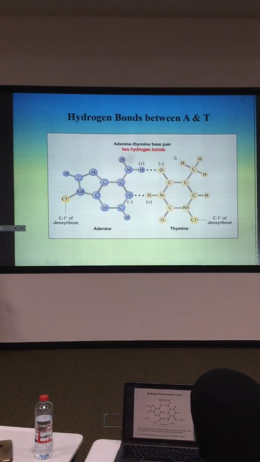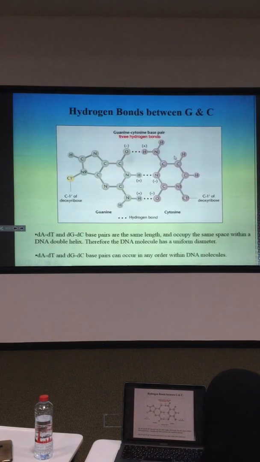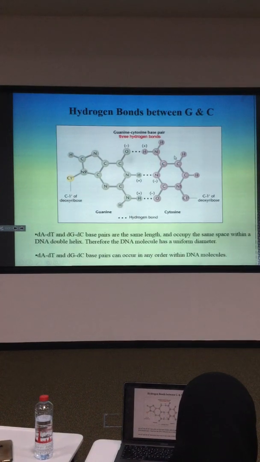Adenine with thymine, there will be 2 hydrogen bonds. In the case of CG, there should be 3 hydrogen bonds.